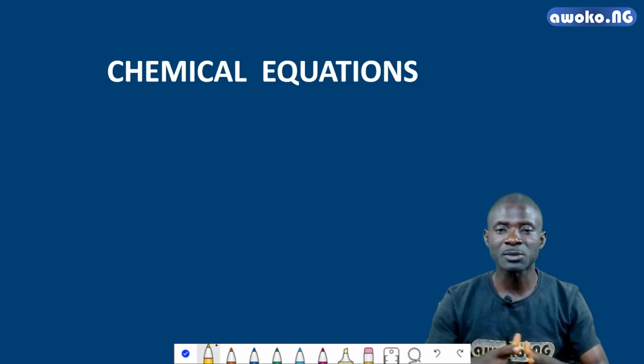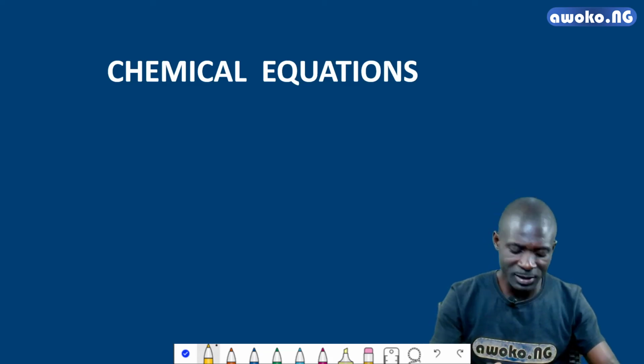Now, for the sake of this class, we're going to be looking at what a chemical equation is all about. A chemical equation is simply a chemical reaction represented in paper form in the form of chemical symbols and formula. It is simple, is it not? Now, the definition says a chemical equation is written in paper form in the form of chemical symbols and formula. Now, a chemical equation can be written in a simple form as follows.